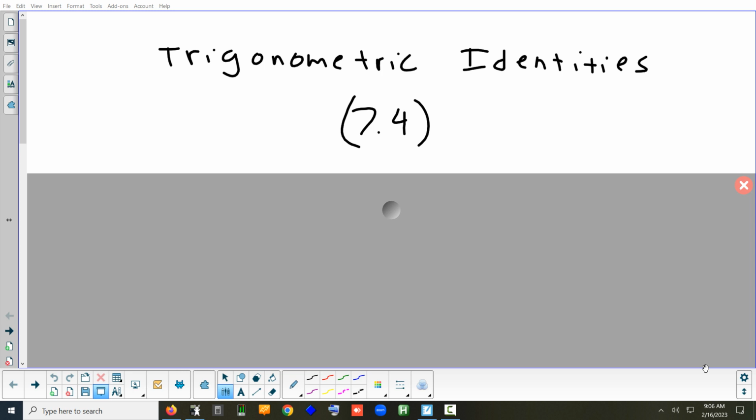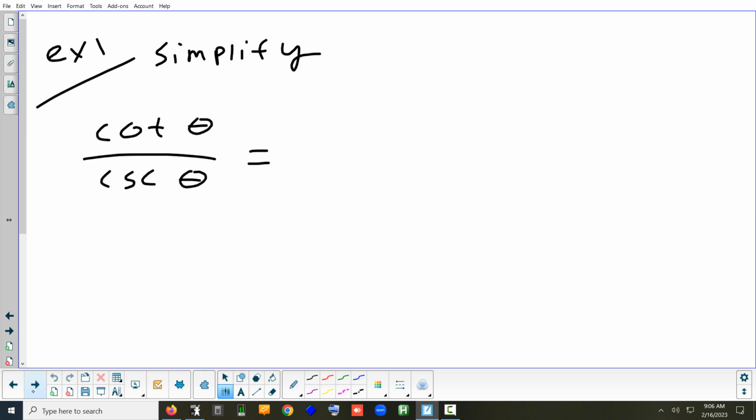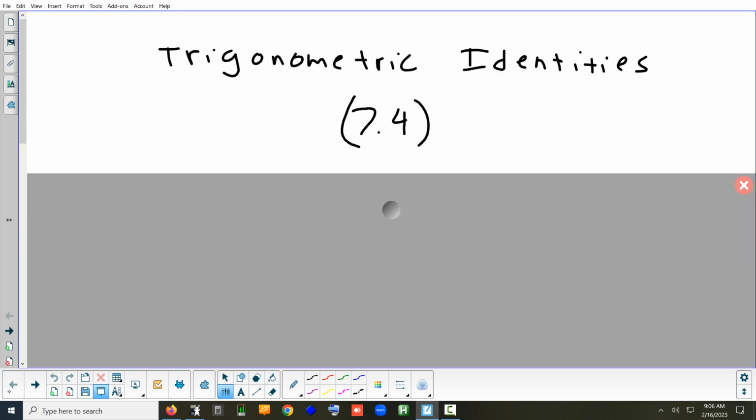So last section, 7.4, is on what we call trig identities. The whole goal with trig identities is to take a formula that has trig in it, and it looks kind of complicated, and try to make it look simple. Here's an example. Don't write that yet, because I haven't taught you how to do it. But if you take cotangent and divide by cosecant, we can simplify that. That's kind of complicated, and I'm going to show you how you simplify it.